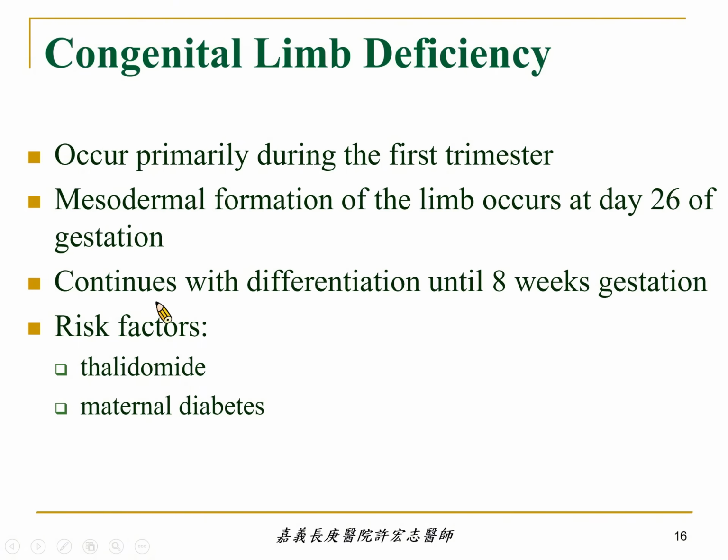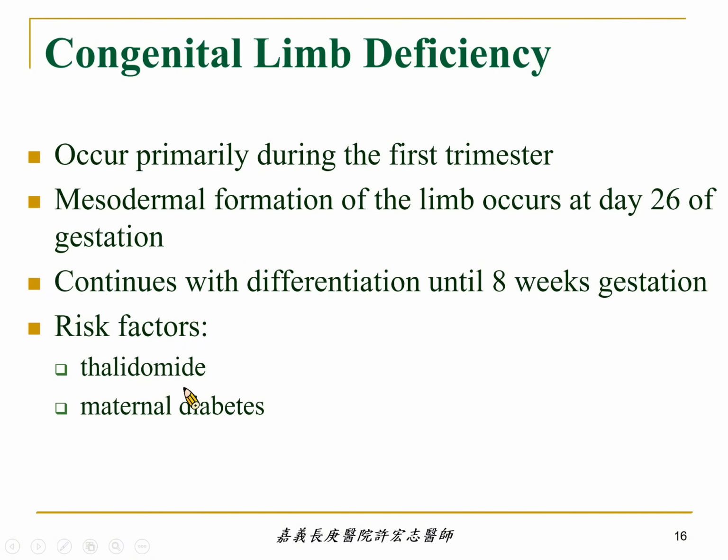And the limb bud will continue to differentiate until 8 weeks of gestation, so the early stages of gestation are very important. For example, if the mother experienced some medical problems during the first 8 weeks of pregnancy, there might be some congenital limb deficiency thereafter, like with thalidomide.